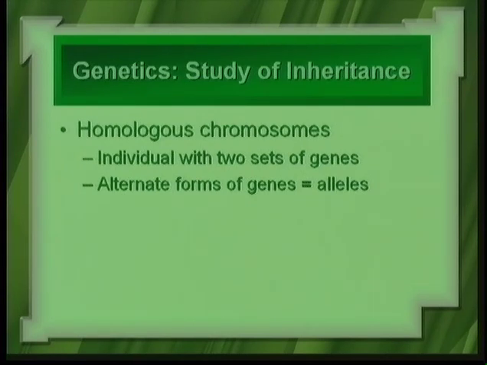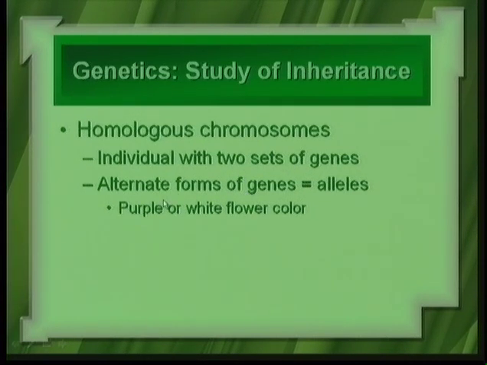Okay, here, and then what happens is that with homologous chromosomes, the individual has 2 sets of genes, and alternate forms of a gene are called alleles. So in a particular kind of plant, like a pea plant, you can have purple flower color, or you could have white flower color. So the gene that would code for this would be a gene for flower color.